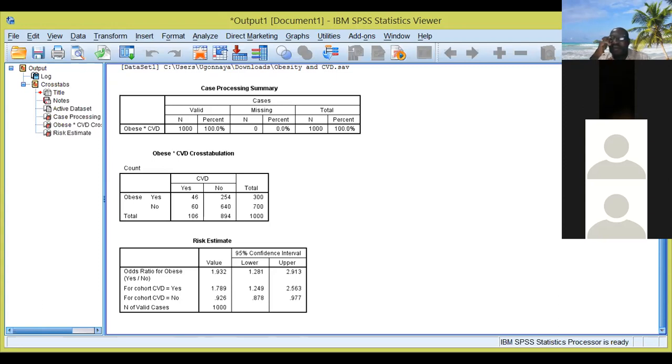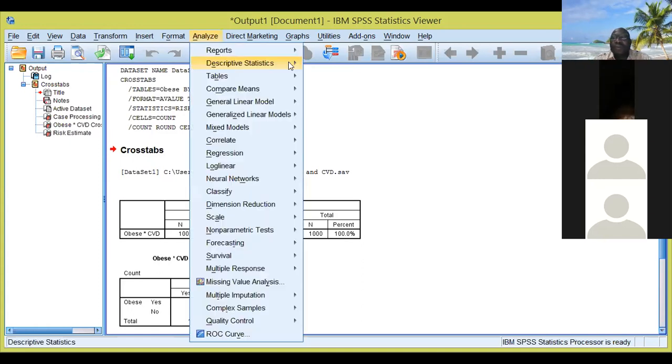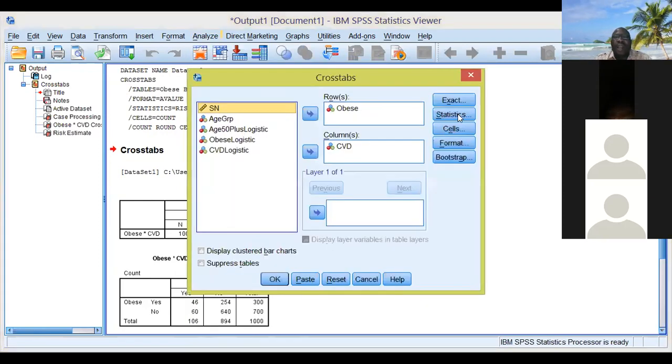Now go back. You don't have to stop sharing, just use Analyze from here. Click on Analyze, then go to Descriptive, then Crosstabs, then go to Statistics.